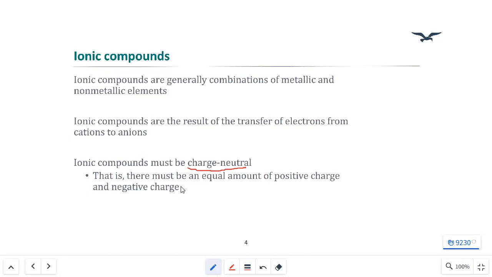We have to make sure that all the positive charge is negated by negative charge, and vice versa. There can't be any leftover positive or negative charge. If we have leftover charge, then we don't have an ionic compound. We have an ion still.